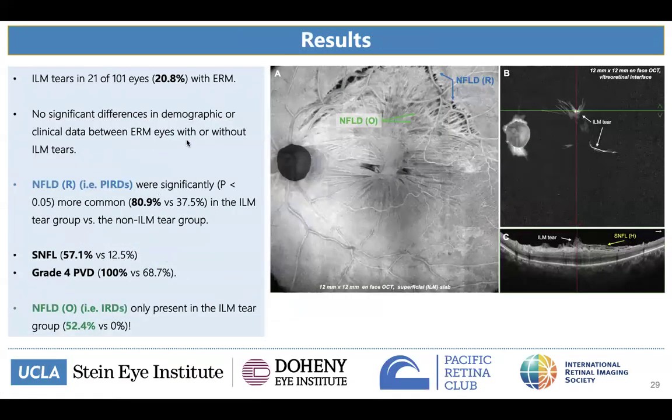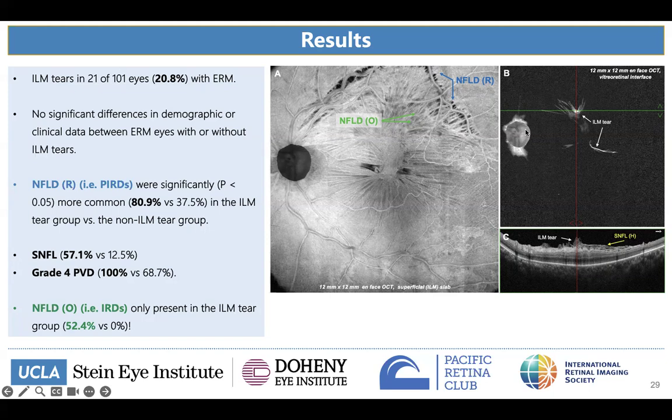We found a prevalence of ILM tears in about 21% of eyes with epiretinal membrane, and we identified some statistical significance in this association. First of all, the presence of round nerve fiber layer defects, that is paravascular neuroretinal defects, was significantly higher in the ILM tear group versus the non-ILM tear group. This was also the case for schisis of the nerve fiber layer and grade 4 PVD. Importantly, the presence of inner retinal dimples was only detected in the ILM tear group.